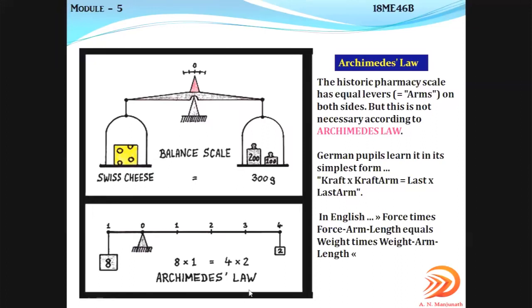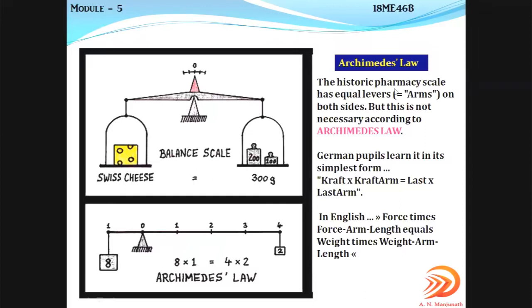Whereas Archimedes is the person who suggested this law, Archimedes' law. Observe here: from the fulcrum, on the right and left side, both have the equal distance, equal arm. Whereas here, this is the fulcrum, this side is more, this side is less, unequal arm. By using the less weight, you are able to measure the heavier object also, with the unequal arm balance.